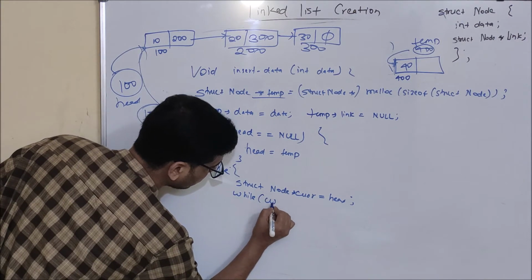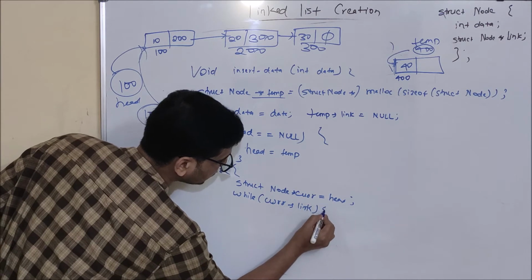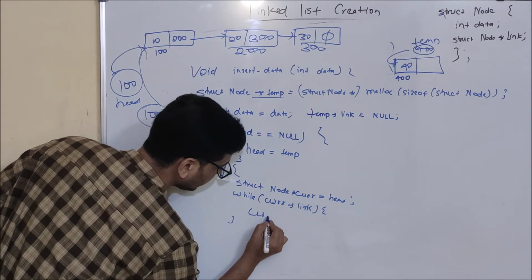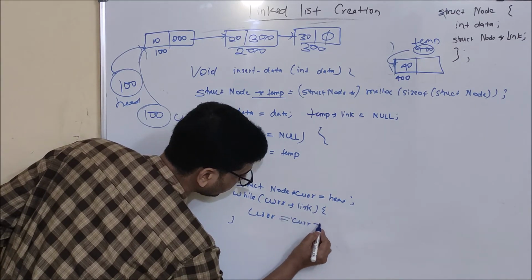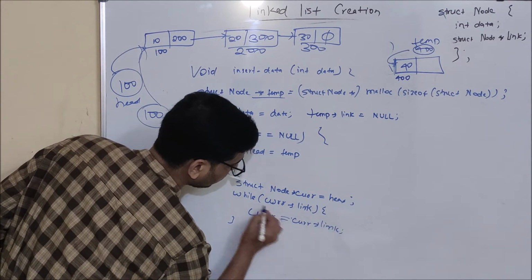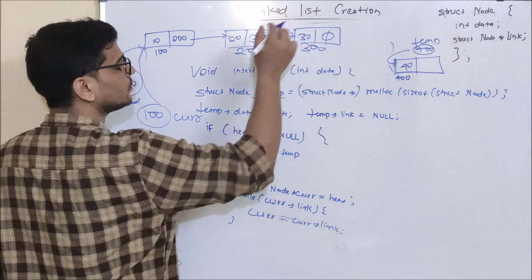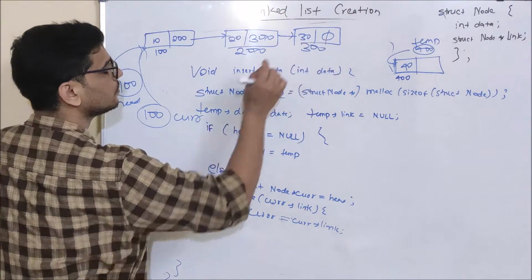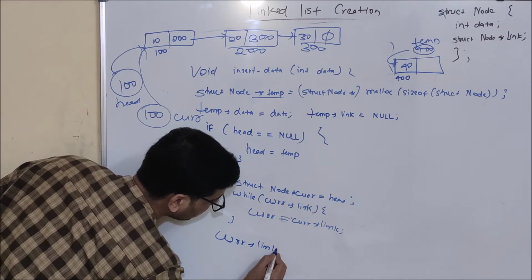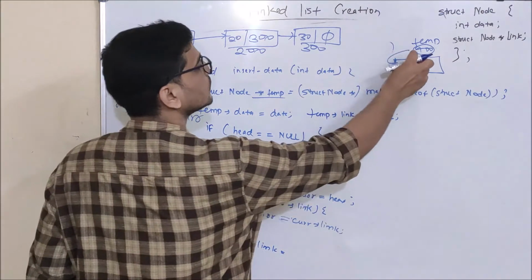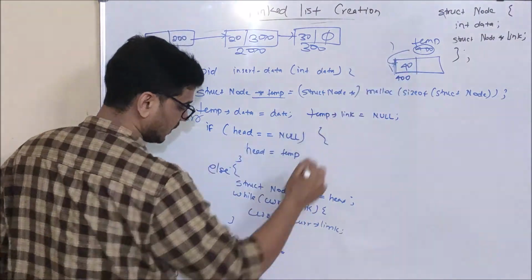While current dot link, that is, we will traverse this linked list. Current equal to cur dot link. Here I am traversing this linked list, and when I have reached to this particular node, I will update the link part. And in the link part, what I will do? Current dot link equal to address of this node. And where is the address of this node? In this temp variable.